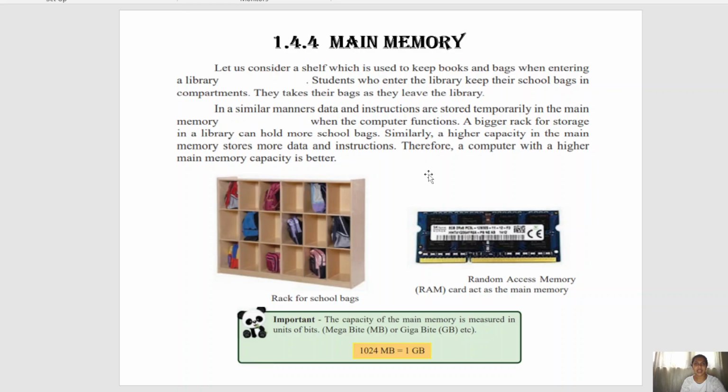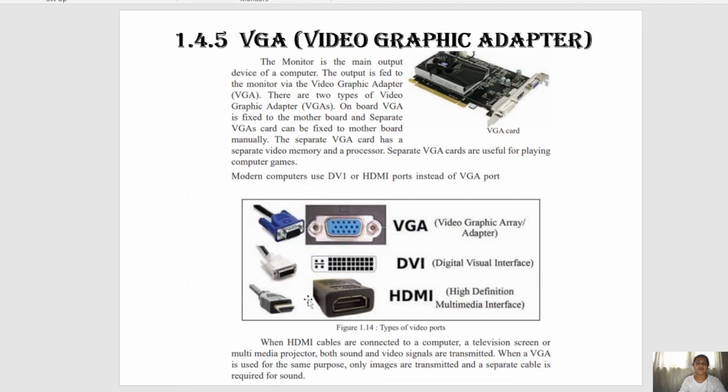When we talk about the main memory, the main memory with the higher capacity stores more data and instructions. Therefore, a computer with higher main memory capacity is better. When we talk about the VGA, that means Video Graphics Adapter, the monitor is the main output device of a computer. The output is fed to the monitor via VGA.